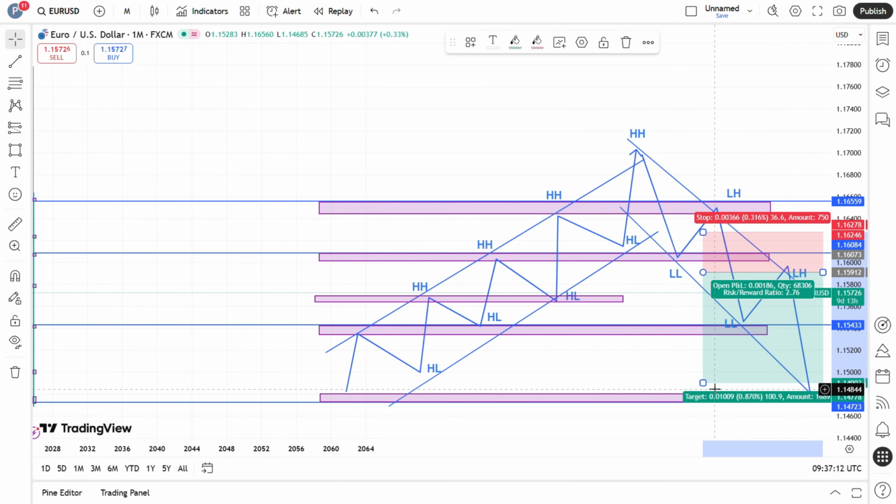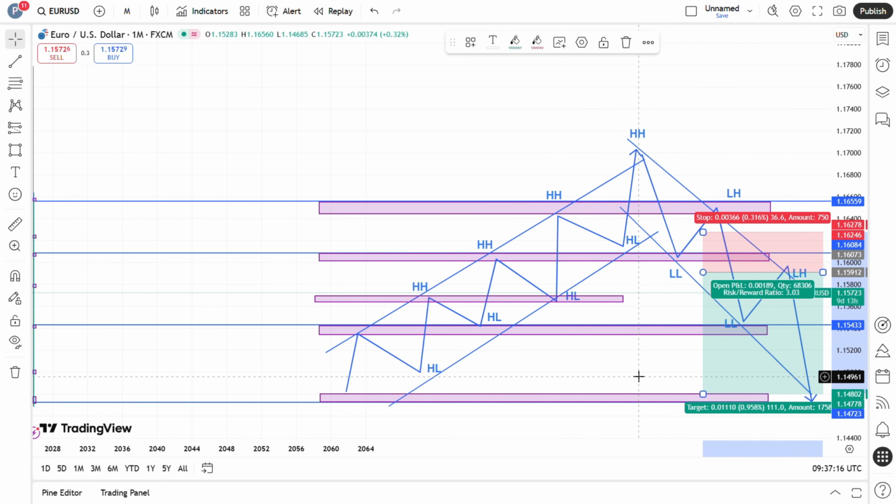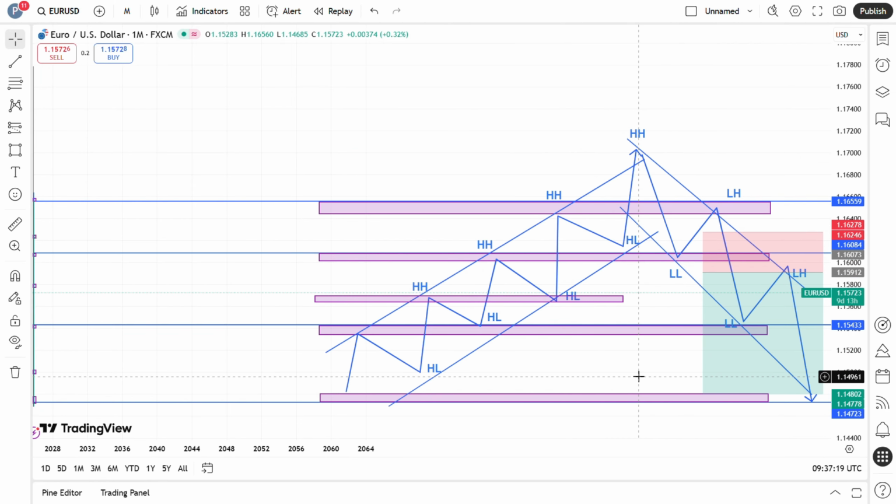All right. This is the importance of having your rectangles and drawing the resistance and support, guys, because it can show you the zone that the market will respect. It will show you a zone that the market will turn on. All you have to do is mark your zones and execute on the retest. That's it, guys. You don't have to complicate things, especially if you're still a beginner. It's as simple as that. Wait for a retest, execute. Wait for a trend, wait for a retest, execute.